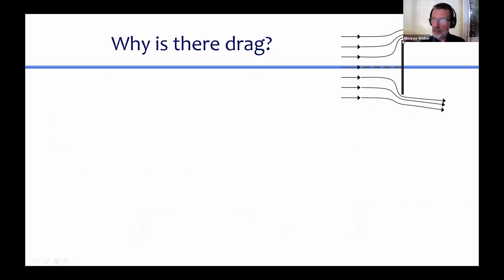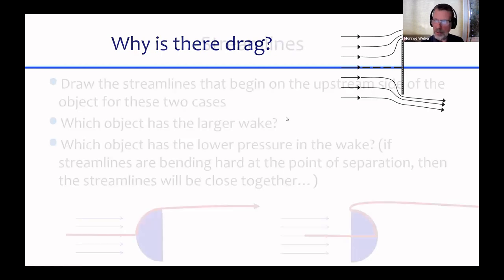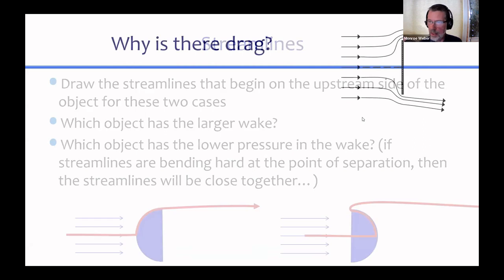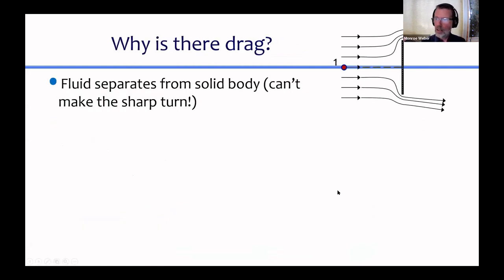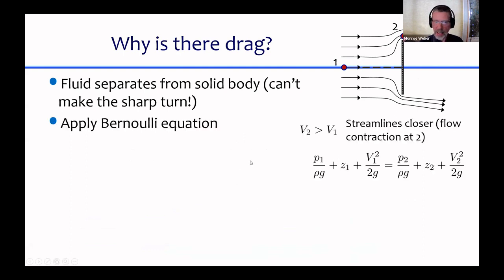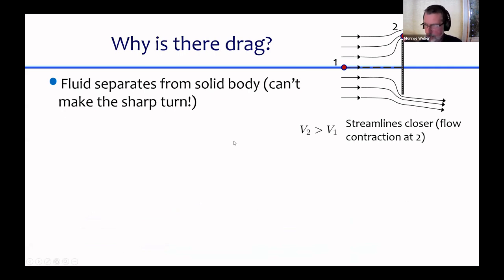there's separation right at this point on the disk, and these streamlines get close together as they go around the edge of the object. And what happens if streamlines are getting close together? We're going to take point 1 and compare it with point 2. I should have moved point 1 up to a different streamline because I need to be on the same streamline.